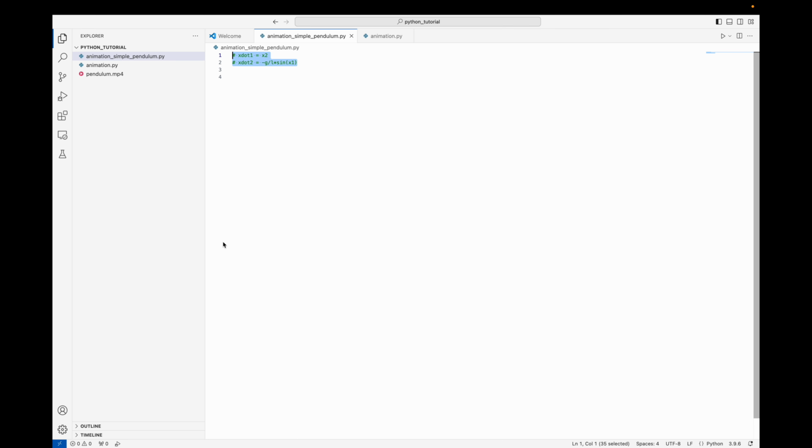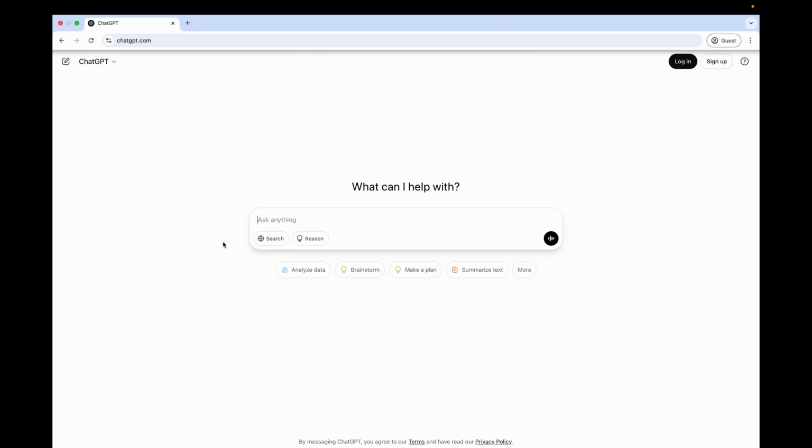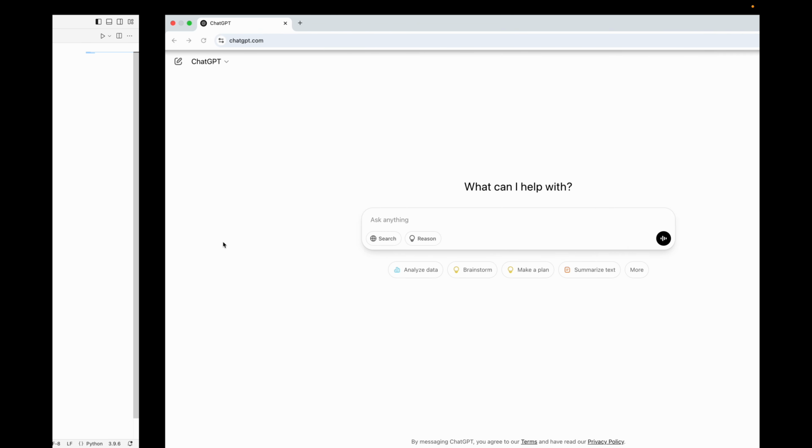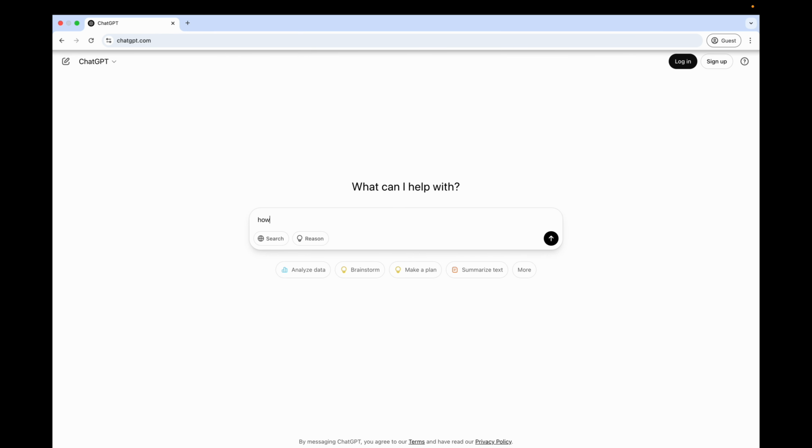We don't really need to memorize all the functions to be able to solve the differential equation. What I'm going to do is prompt ChatGPT to help me solve any simple differential equation in Python, and I will edit it to be able to solve the differential equation that I have. So let me just ask how to solve a differential equation in Python.